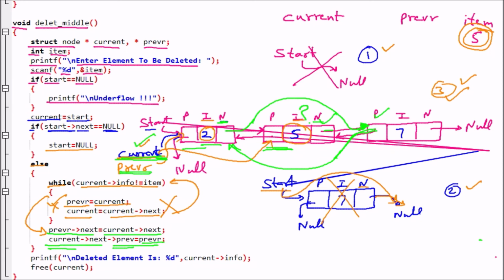This node is not linked. So here we are mentioning printf deleted element is %d current info. So on the user screen we are mentioning that deleted element is current info. So this 5 we are mentioning that 5 we are going to delete, and free current. So this current which is pointing here, this node is now freed. So this element is no more the part of doubly linked list.